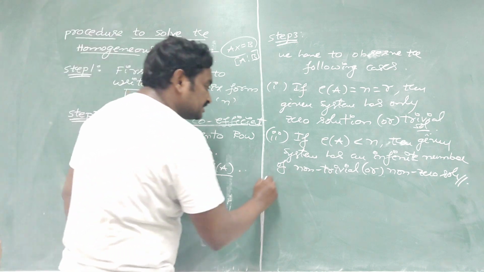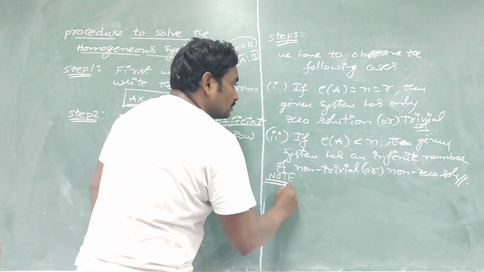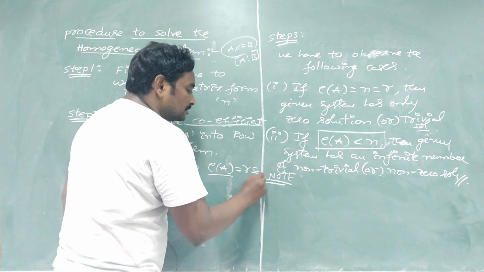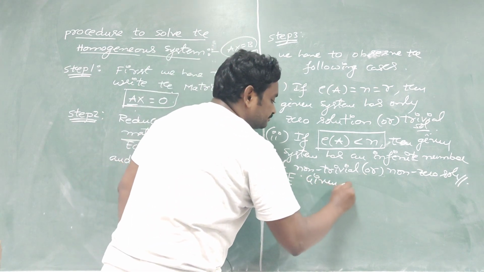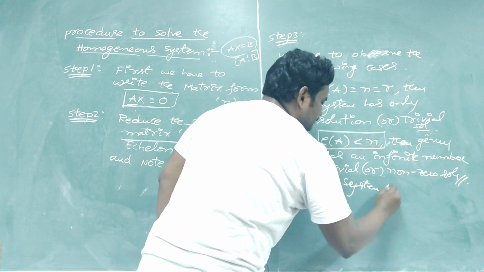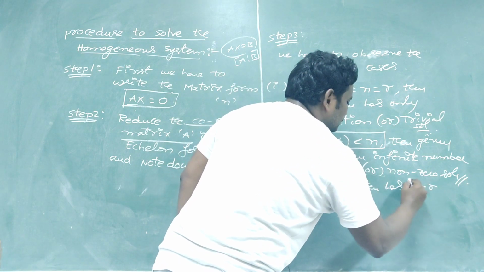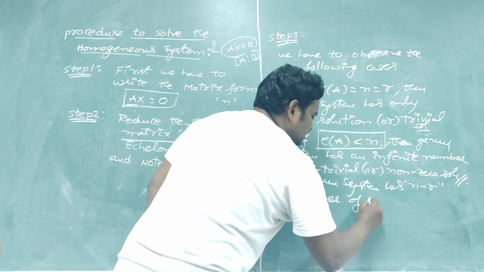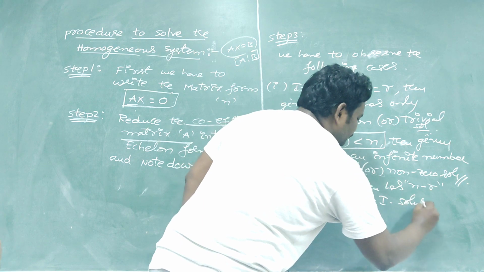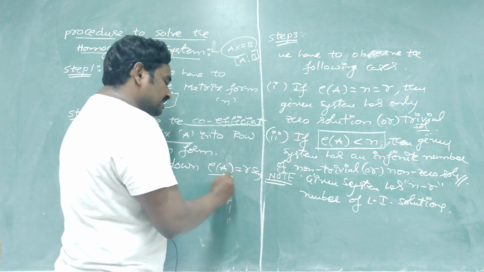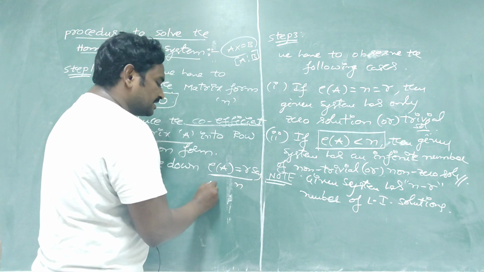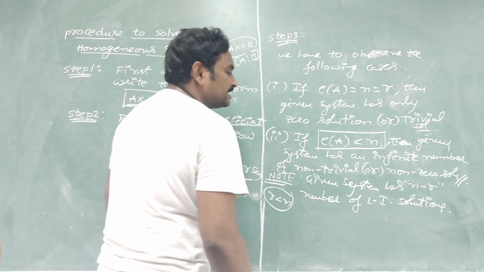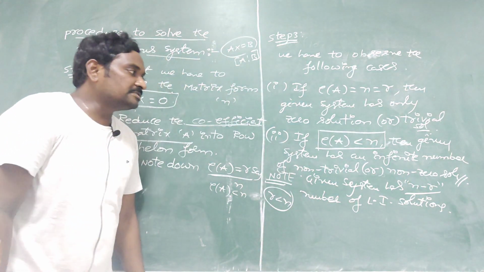And one more important thing is, suppose rank of A is less than the number of unknowns. If rank of A is equal to R, then the given system has n minus R linearly independent solutions. n minus R number of linearly independent solutions. Don't forget this step. Suppose rank of A is R and the number of unknowns is n, and R is less than n, then the number of linearly independent solutions is n minus R. We can use this rule in the problems.